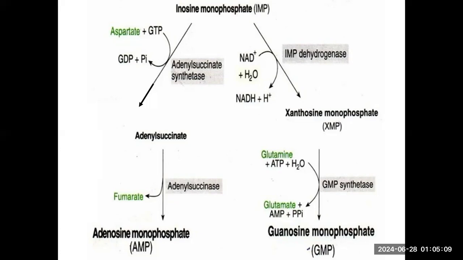Xanthosine monophosphate, then, in the presence of glutamine, that is the addition of an amino group, in the presence of ATP and the enzyme GMP synthetase, is converted into guanosine monophosphate. And glutamine is converted into glutamate. So that's how the purine nucleotides are synthesized through the de novo synthetic process.